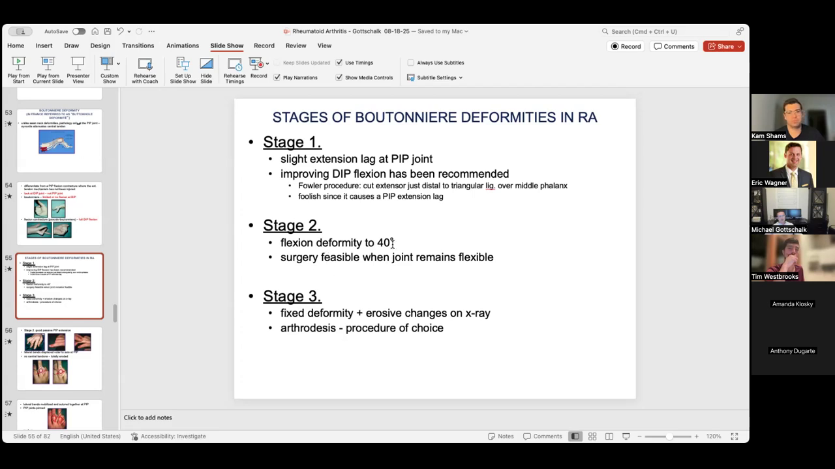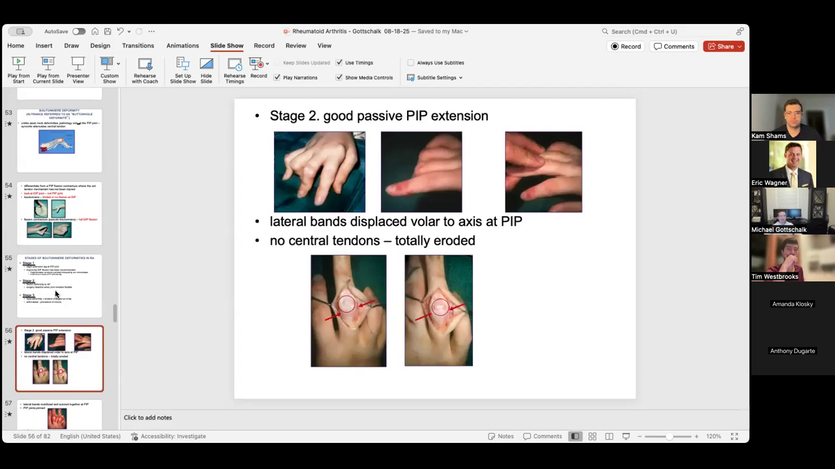Stage two is where you have a flexion deformity to 40 degrees. As long as the joint is flexible, this can be corrected. And then stage three is where you have a fixed deformity, and essentially a fusion is your only choice. So when we look at these, this is essentially someone who has good passive PIP extension. The lateral bands are displaced volar to the axis of the PIP, but no central tendons because they're totally eroded.